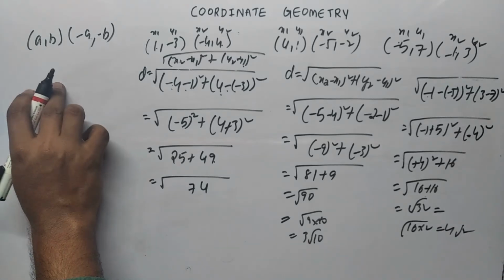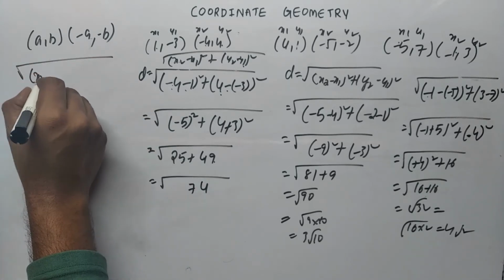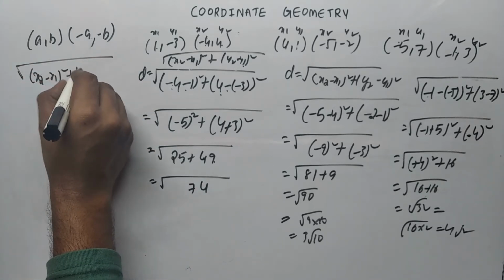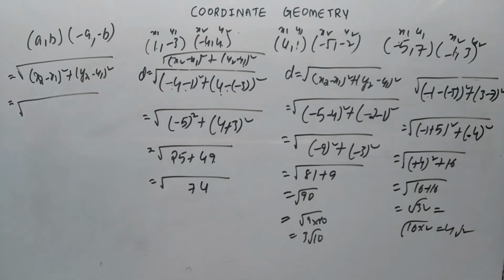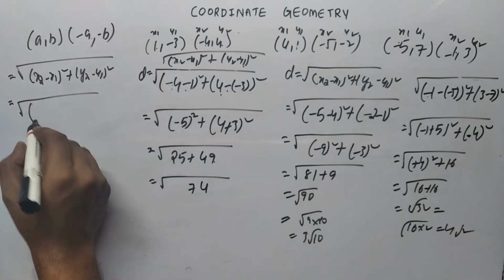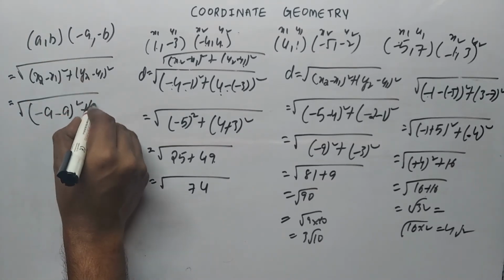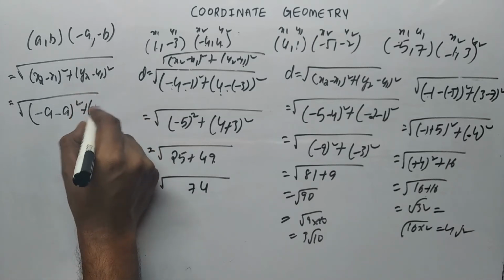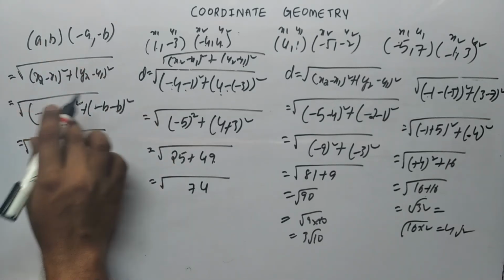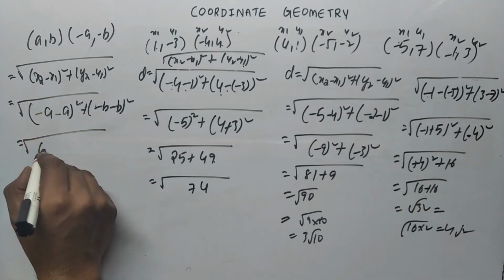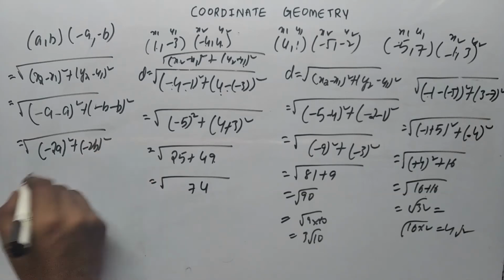Next, the last question, I am solving this one. So distance formula, x2 minus x1 whole square plus y2 minus y1 whole square. Okay, so what is the x2 value? Minus a. x1 value is a. Next, y2 value is minus b. Minus y1 value is b. So whenever we have the same sign we need to add. So minus a minus a becomes minus 2a. Minus b minus b becomes minus 2b.